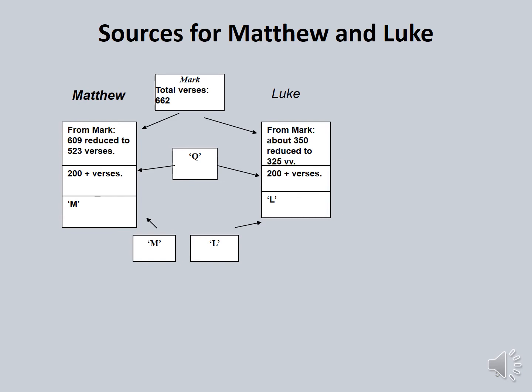Now, the infancy narratives in Matthew and Luke have lots of similarities, but they are examples of M and L material because they are neither from Q nor from Mark. So, for example, the story of the Magi coming to the baby Jesus in Bethlehem would be considered M material, whereas the story of the shepherds coming to Jesus in Bethlehem is considered L material, only found in Luke's Gospel.